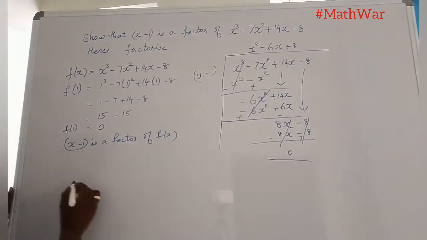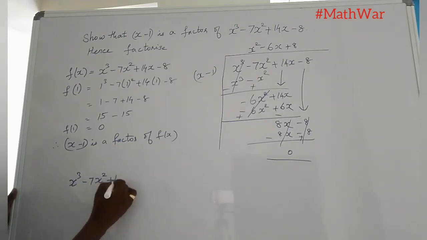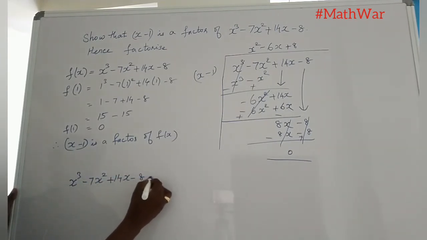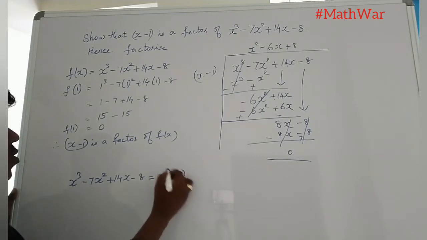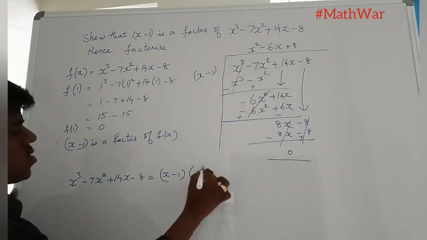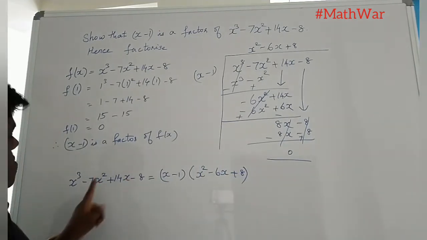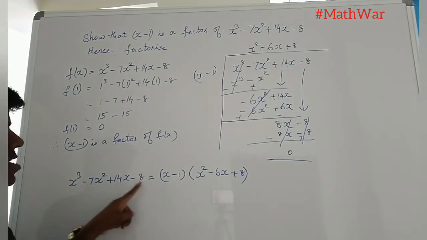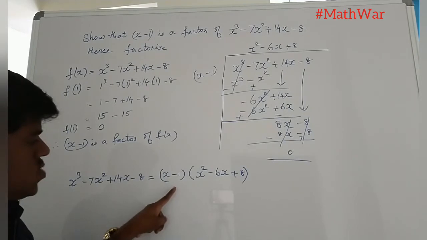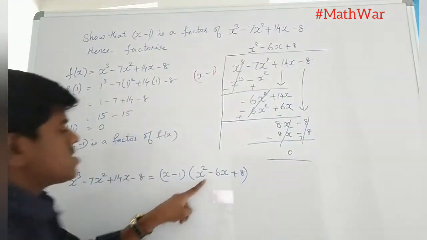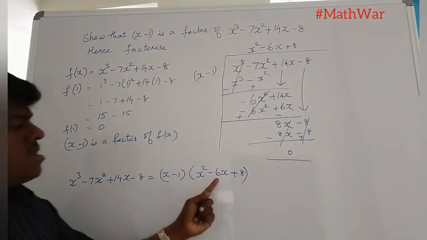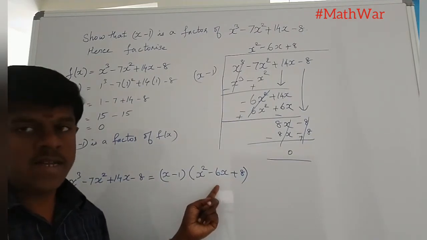That means we can write x cube minus 7x square plus 14x minus 8 as x minus 1 into x square minus 6x plus 8. So x cube minus 7x square plus 14x minus 8 can be written as x minus 1 into this quotient, x square minus 6x plus 8. But this is not in the simplest form. We should factorize it further.